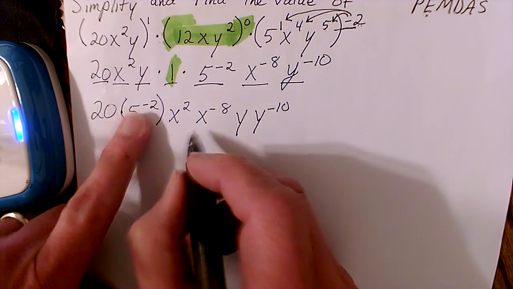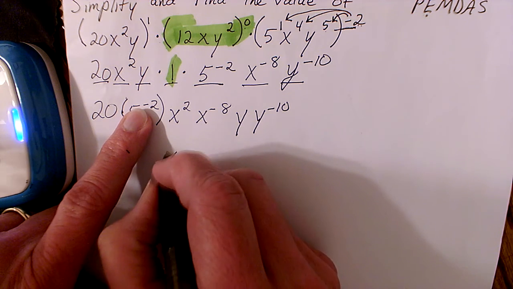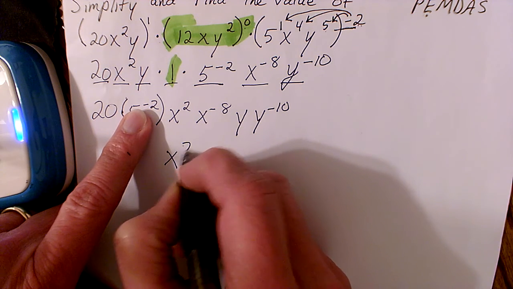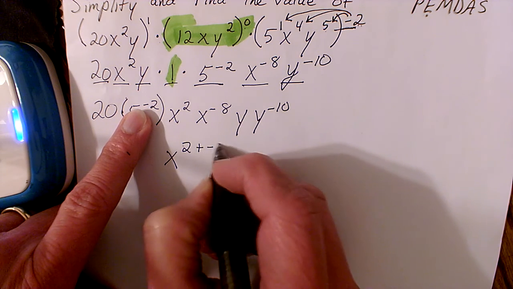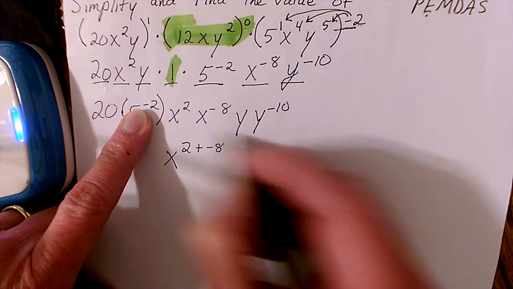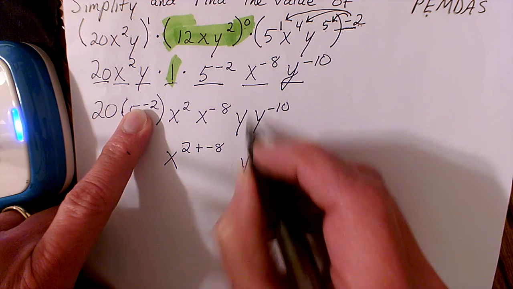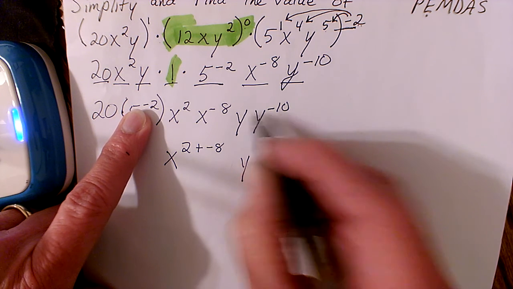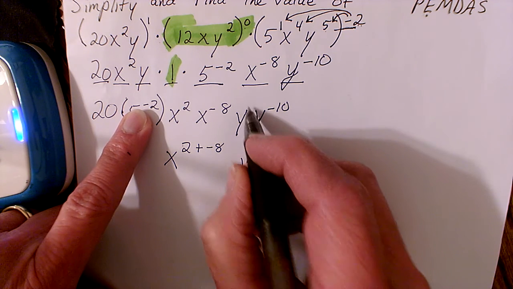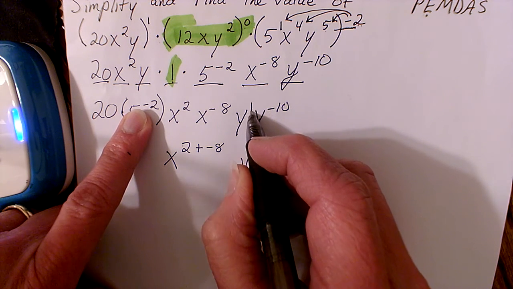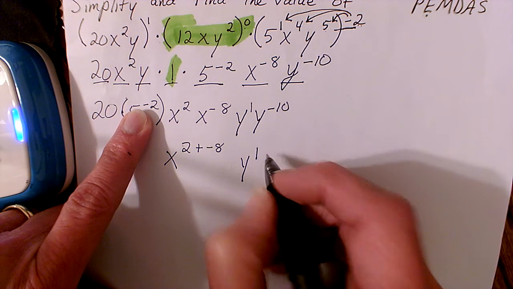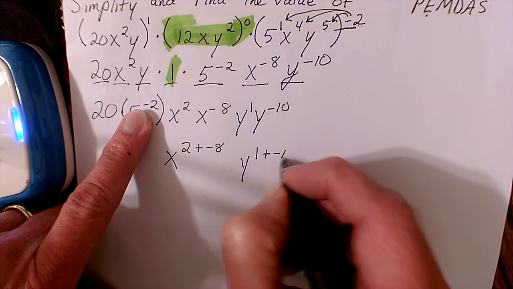We'll get to the number part in a minute, but for the x part, we're going to have x to the 2 plus a -8. And then for the y part, we're going to have y to the, well, what's our exponent here? We're supposed to add our exponents, but I don't even see an exponent here. Remember, if you don't see an exponent, it's an understood 1. So it'll be y to the 1 plus negative 10.